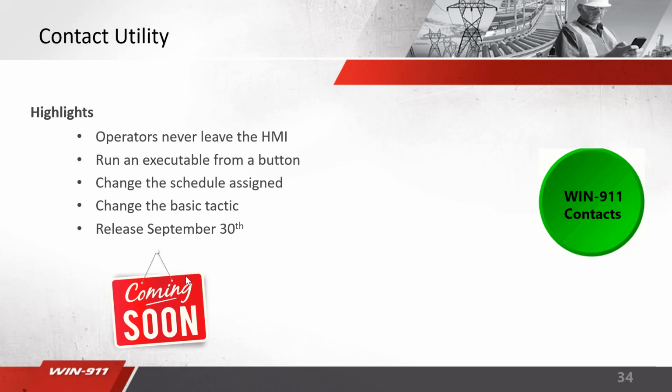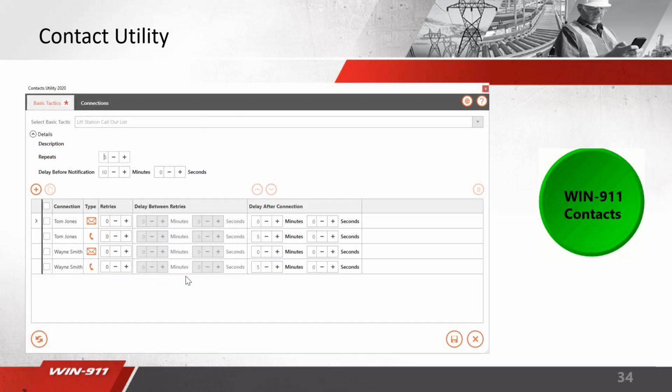So for example, if you had a button on your HMI you allow people access to, embedded underneath there you would have an executable from WIN-911 that would pull up a screen that looks like this. On this screen, this is your basic tactic applet. So you have Tom Jones, you have Wayne Smith, they're operators in your system. They can change their callouts directly from this screen. They can change the delay, the repeats, and the retries, as we talked about with the basic tactics.